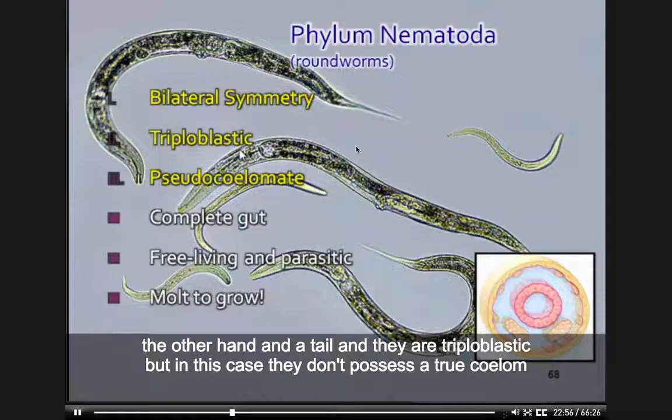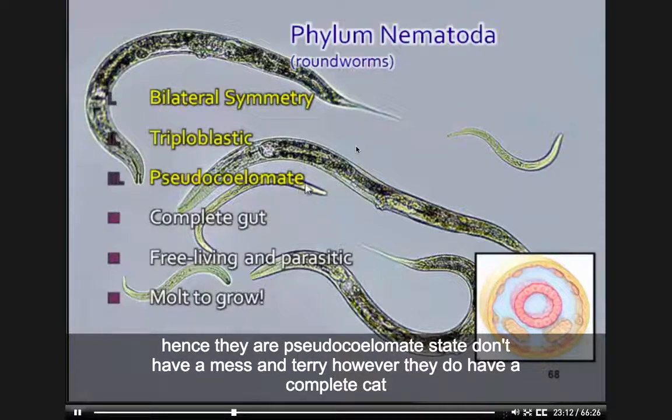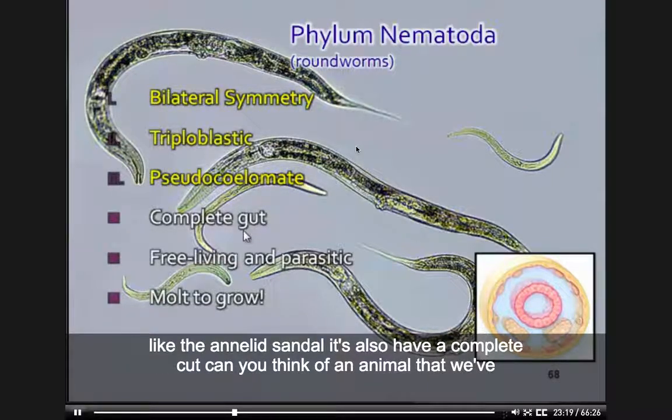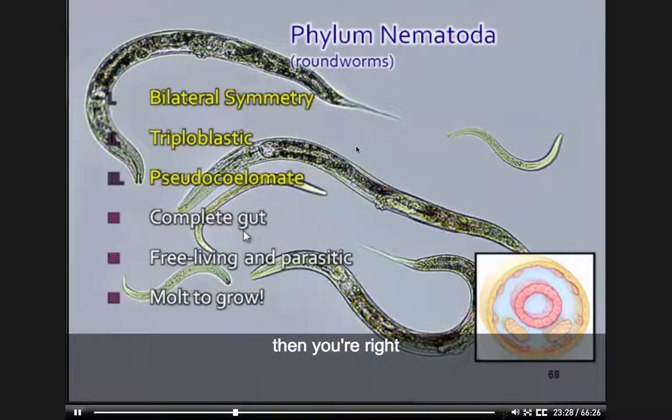They are triploblastic, but in this case, they don't possess a true coelom. They have a fluid-filled bag within which their organs float, but their organs are not separated out by individual layers. So hence they are pseudocoelomates. They don't have a mesentery. However, they do have a complete gut, like the annelids. Annelids also have a complete gut. Can you think of an animal that we've discussed in the past that does not have a complete gut? If you said Platyhelminthes, then you're right.